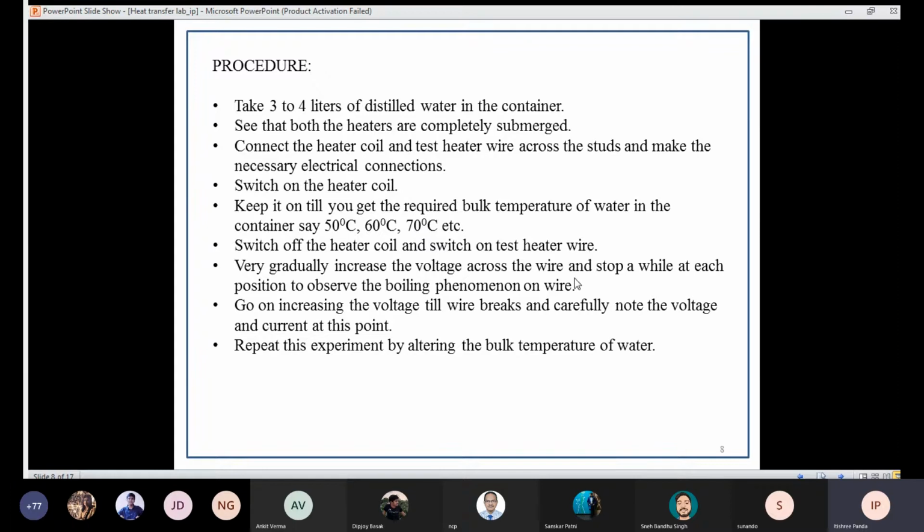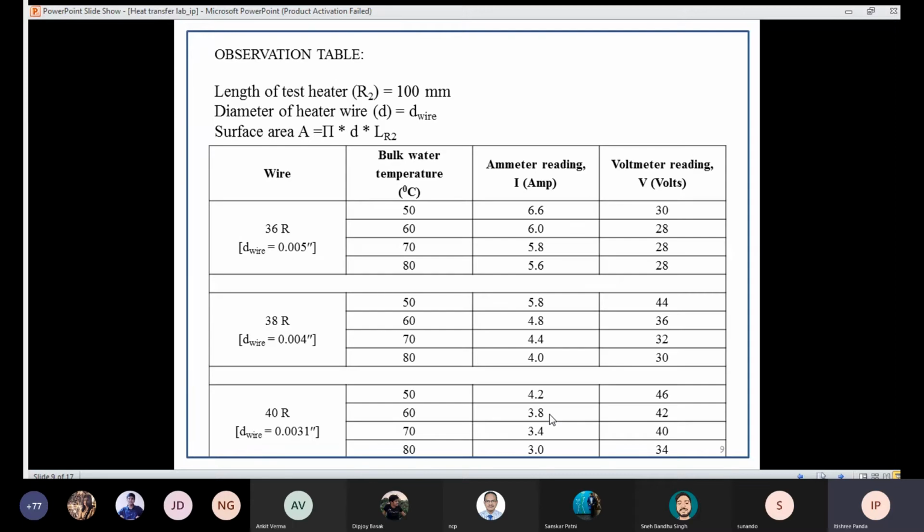So very gradually increase the ammeter and voltmeter values, and you see how the boiling is happening. You go on increasing it and the wire breaks. So you change the bulk temperature again and perform the experiments. So this is the wire length, the diameter of the wire, and then the surface area. You know the heat input, and you know the surface area, so you can count the flux, right?